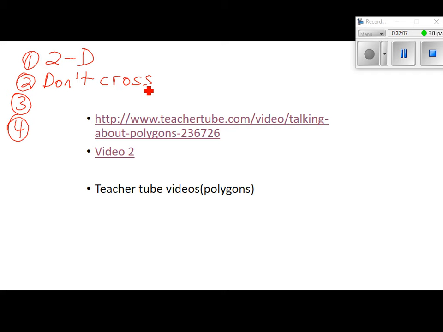What else? They have the same number of angles as they do sides. Number of angles and sides. No, that's the third one. No open spaces or ends. No open parts. 2D, don't cross, no open ends. One more. Number of sides equals the name of the shape. That's true, but that's just telling us what it is. That's what I just said.